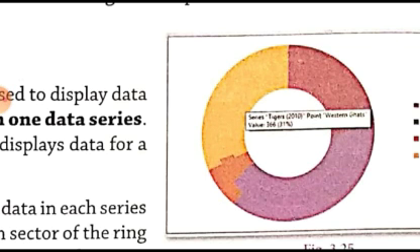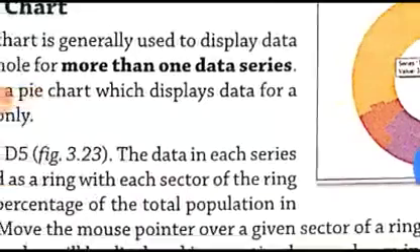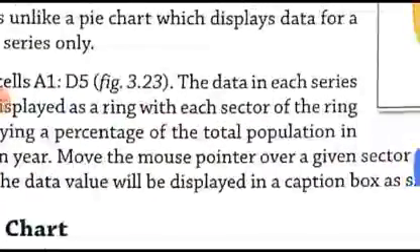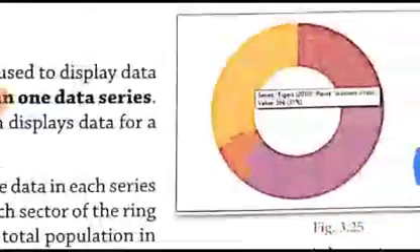I hope it is clear to all of you now. So what does this donut chart comprise? This donut chart comprises different rings. Each ring is divided into different sectors, and each sector displays a percentage of the total population in a given year of a specific region.